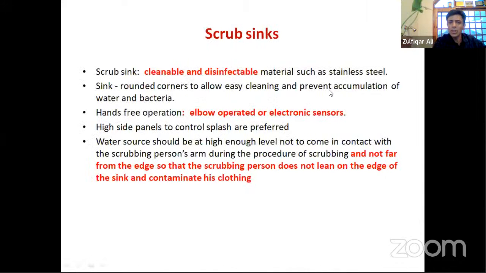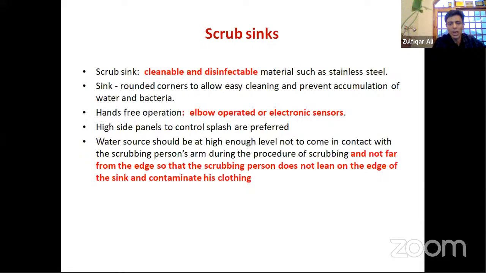The scrub sinks should be cleanable and disinfectable, and they should ideally be made of stainless steel so that they can be easily washed. They should be elbow operated, or if cost is not a consideration, we can go for electronic sensors. At the same time, we should design them in such a way that there is minimal splashing during the wash. They should also have rounded margins so that they can be cleaned properly.